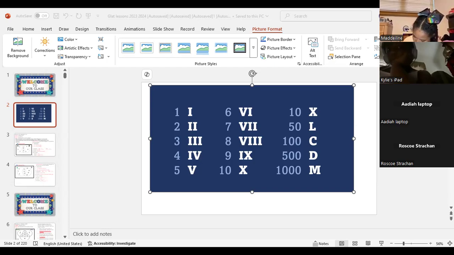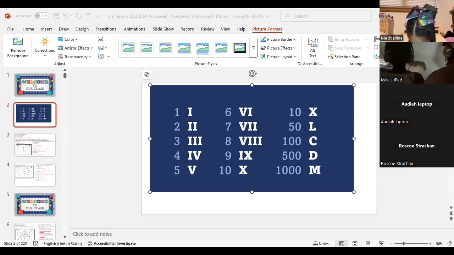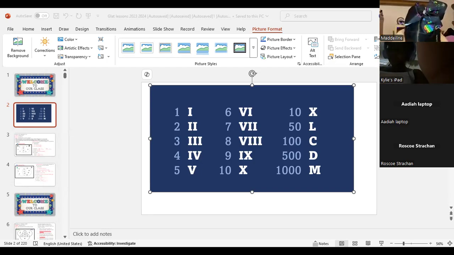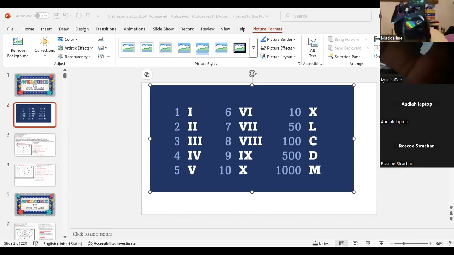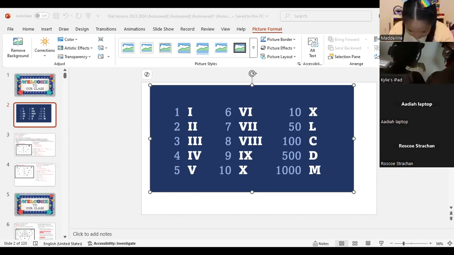Kylie, what is your smart score? Pardon me? What is your smart score? I'm not finished yet. No, I know, but what is your smart score currently? My smart score is 58. Your smart score is 58. Do you understand what you're doing, or you don't?